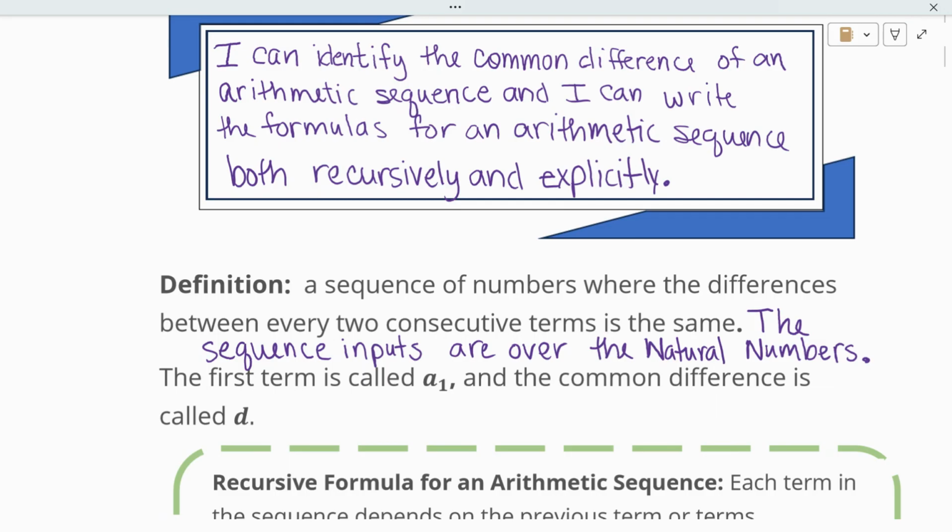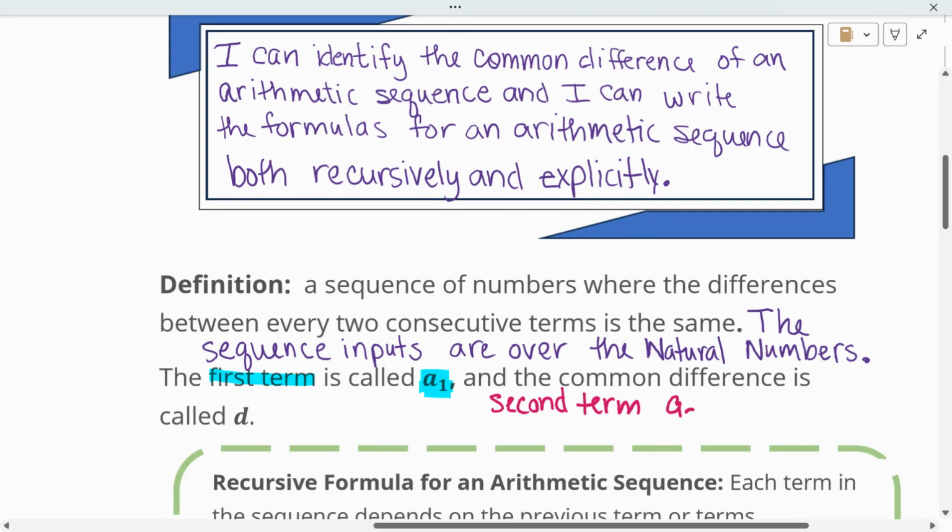The first term, this is important. The first term we call a sub 1. That's the natural number 1. The second term we call what, do you think? What do you think we call the second term? Go ahead, Owen. Yeah, the second term would be a sub 2. Meaning you're going to substitute in 2 when you replace the n, right? So we're only ever using the natural numbers to evaluate our function.